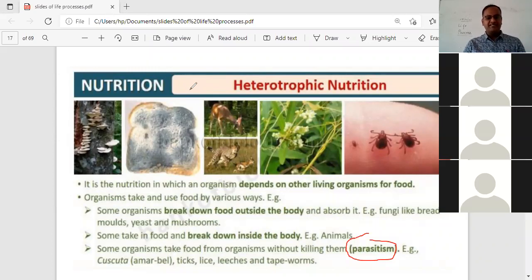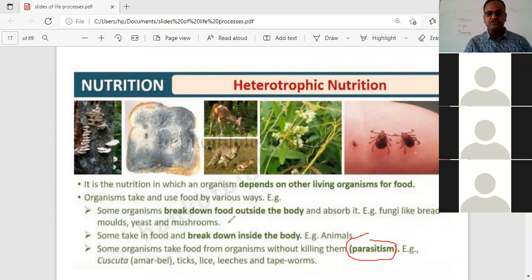So parasitic nutrition is a type of nutrition in which the organism takes food from another organism, but without killing it. For example, you can see in this image that the insect on the skin is taking the blood, but it is not killing the host. For example, if the lice stay in our head and consume the blood, we are the host for the lice. This type of nutrition is called parasitic nutrition. It is also heterotrophic nutrition.